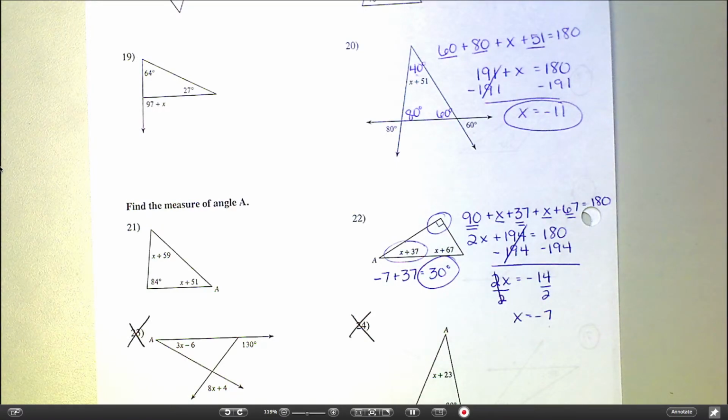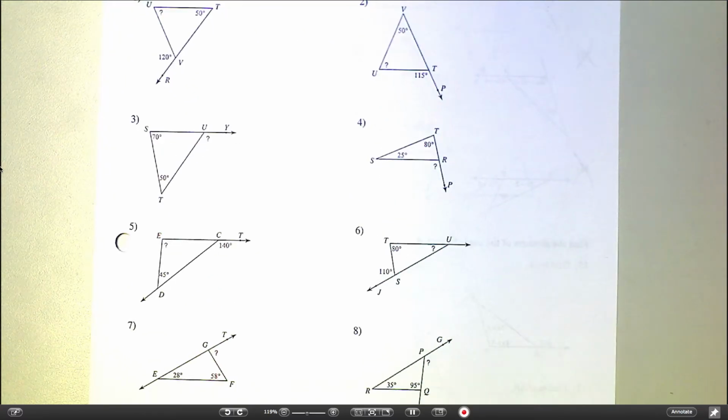So you do have to pay attention to whether it's asking you for what x is or whether it's asking you what the angle is. Okay? Questions on that? Okay, let's switch to the next page. We're doing every page. Doing a couple of every page.